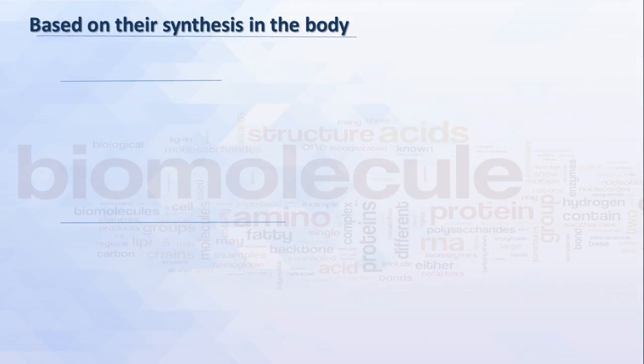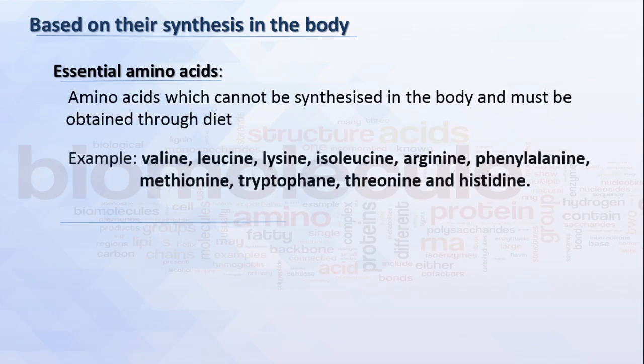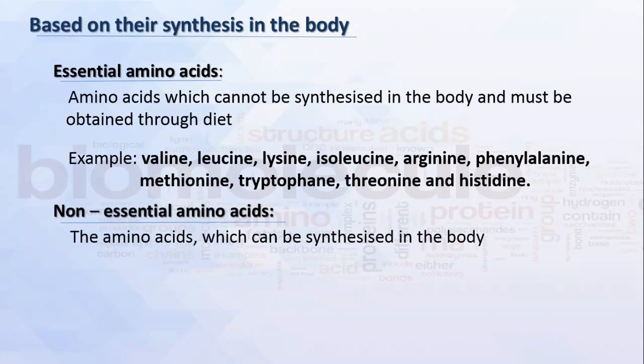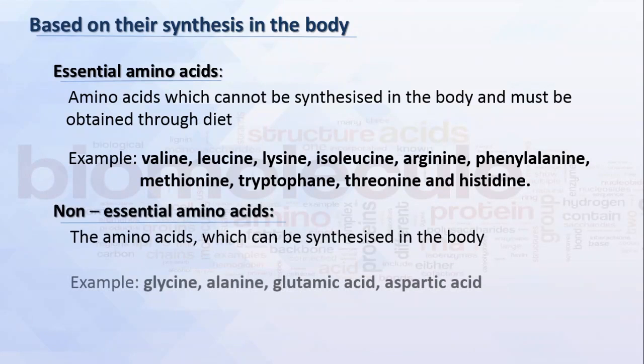Based on their synthesis in the body, essential amino acids are amino acids which cannot be synthesized in the body and must be obtained through diet. Example: valine, leucine, lysine, etc. Non-essential amino acids are the amino acids which can be synthesized in the body. Example: glycine, alanine, glutamic acid, aspartic acid.